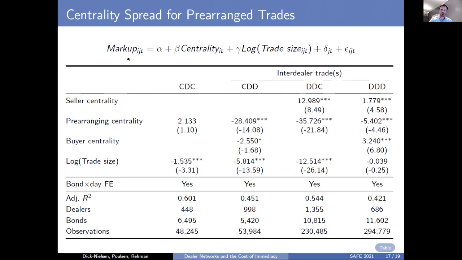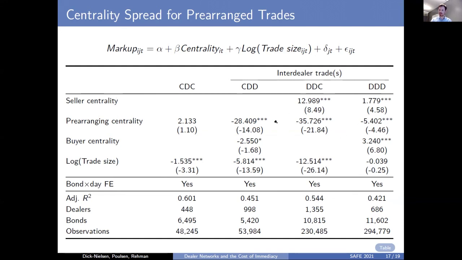We then take these markups for dealer I, bond J, and day T, and regress it on the dealer centrality score and control for the trade size, again with bond times day fixed effects. So now we find that for these CDC prearranged trades, we find a centrality spread which is not significantly different from zero. The dealer is not taking any inventory risk, and there is no centrality spread. But when dealers are instead using their network for at least one leg of the prearranged trade, we find a centrality discount.